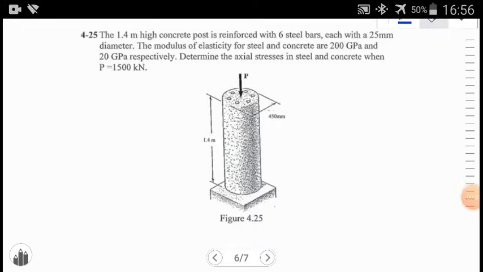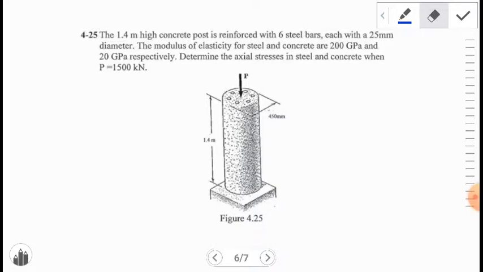Next question, question 425. In this question, again, we need to determine the axial stress in the steel and concrete. Again, we have a composite member, a combination of the steel bar and the concrete. For finding the axial stress, because we have the axial load P applied over this reinforced concrete column, it is necessary just to write sigma is equal to P over A.